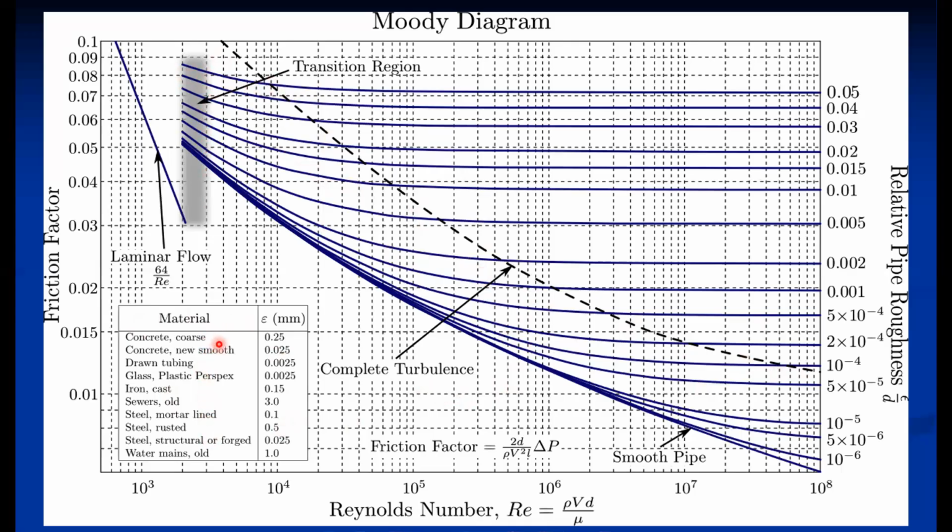Generally for concrete, new smooth iron, cast iron, and sewers old. So these are the materials which are used in piping and their respective epsilon, that is a roughness value. So from the given information, we can directly get the friction factor. That is the use of Moody's diagram.